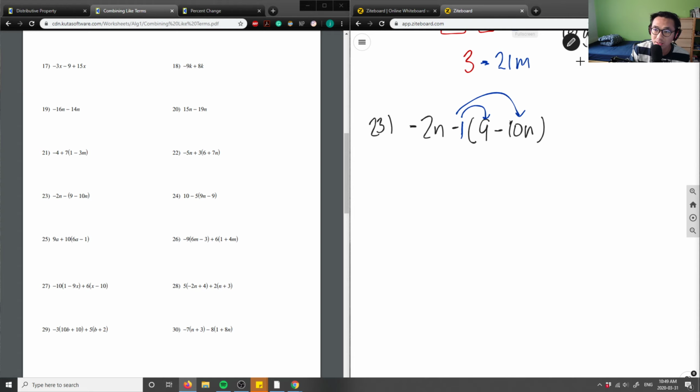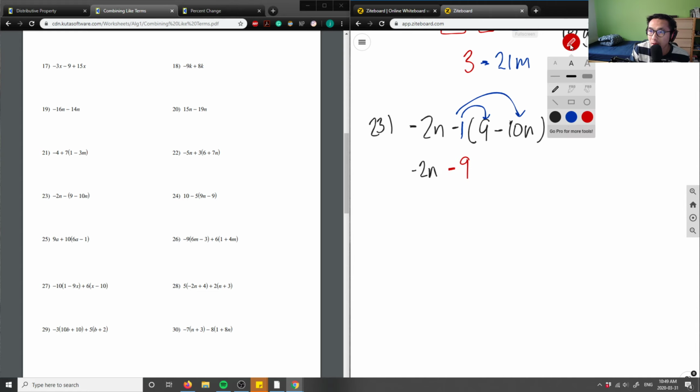So let's distribute first. We have -2n here, so -2n. I'm going to do this in blue again. -1 times positive 9 will simply give me -9. I'm going to do constants in red like we've always been doing. So this is -1 times 9, which is -9. And then this is -1 times -10n. It simply flips the sign, right? Two negatives make it positive. So this is now positive, plus 10n.